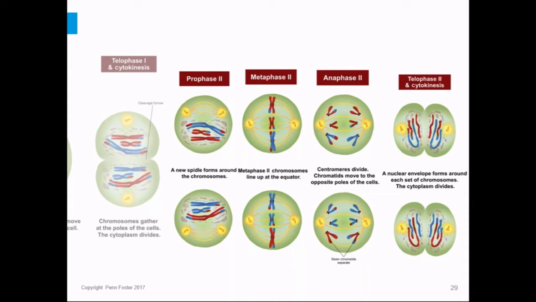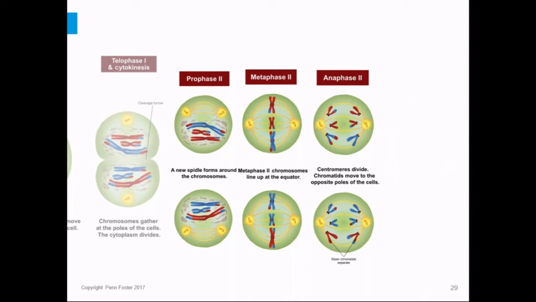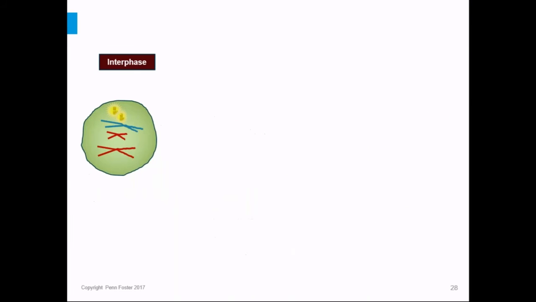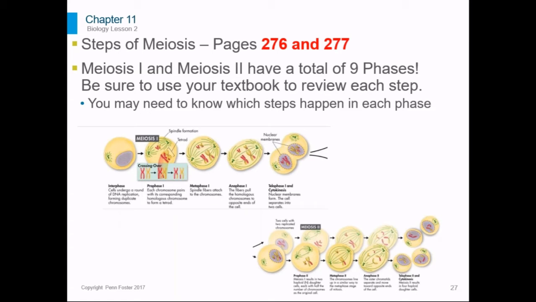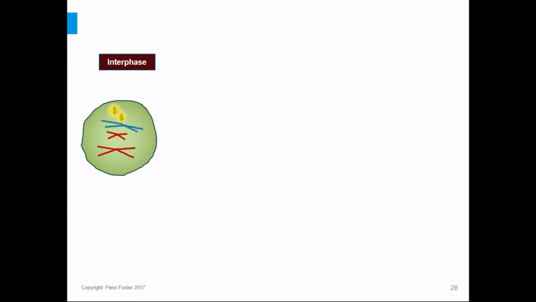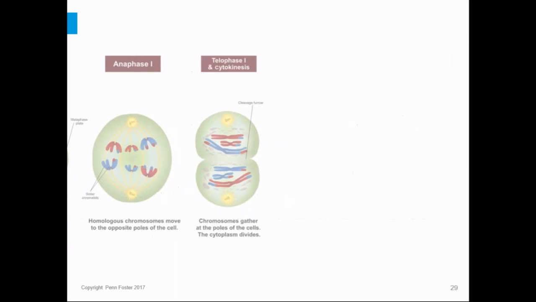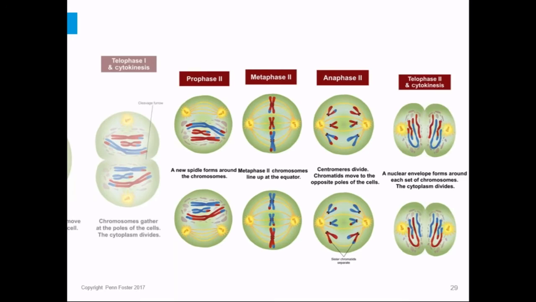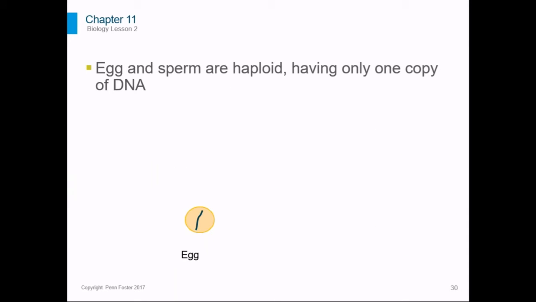And again, telophase and cytokinesis, where they are dividing to create new cells. So when the 2 on the top divide and the 2 on the bottom divide, you end up with a total of 4. So I know that's a lot, but again, it's in your book on page 276 and 277. So make sure you bookmark those. You'll need to know those phases for the test and what happens in each phase.